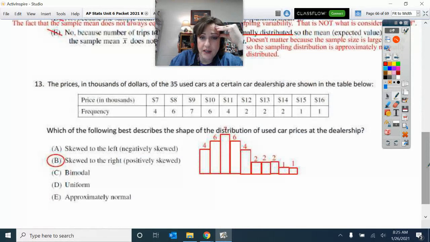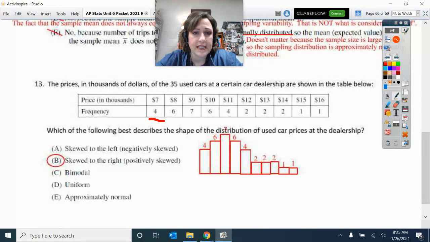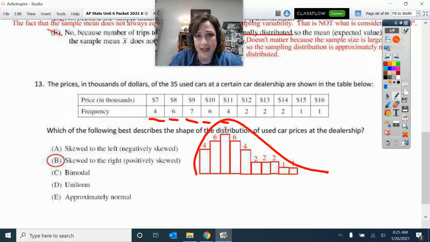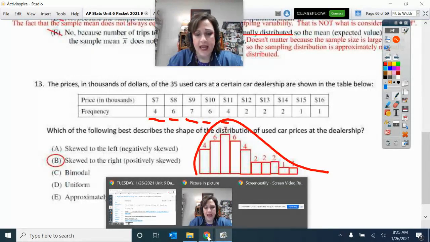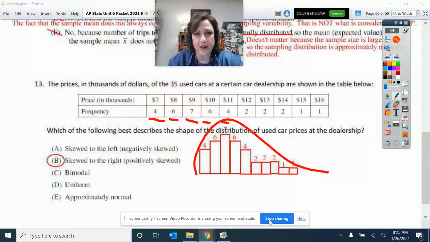Now look at this number 13. So I drew a picture. Here we had 4 successes, 6, 7, then 6, and then 4, 2, 2, 2, 1, 1. So see, I can tell it is skewed to the right. That's how I came up with that. All right, so then I'll go ahead and stop this video here and see how you do with those and move on to the next one after this if you need help with the rest.